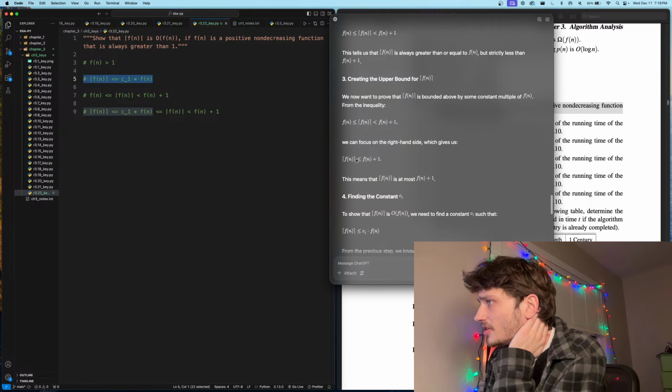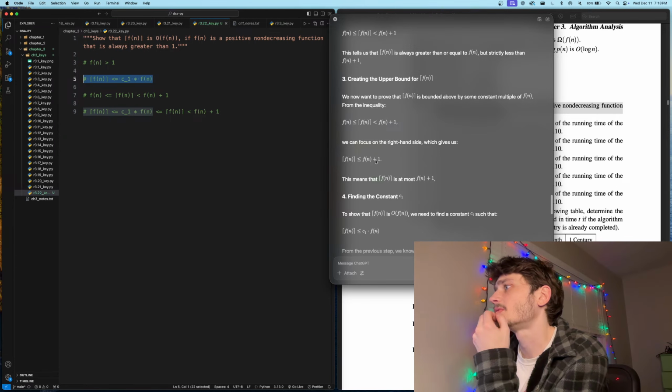See, I don't know how they had a less than, but now they have a less than or equal to here. F of n plus 1 would not be the ceiling.